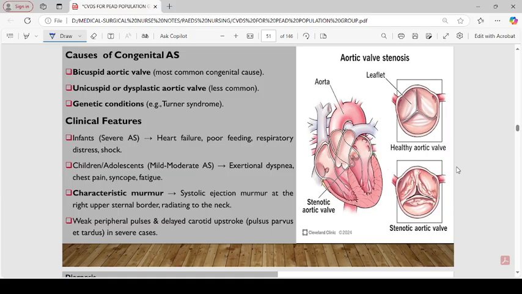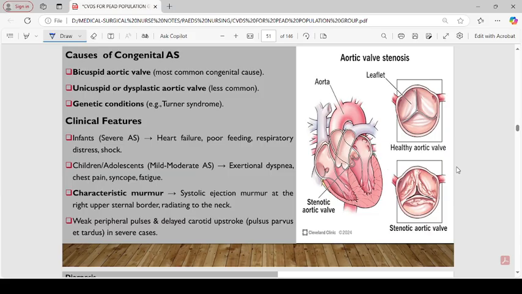Causes of this congenital aortic valve stenosis could include bicuspid aortic valve, which is the most common congenital cause, or unicuspid or dysplastic aortic valve, although this is less common. Other risk factors are genetic conditions like Turner's syndrome.